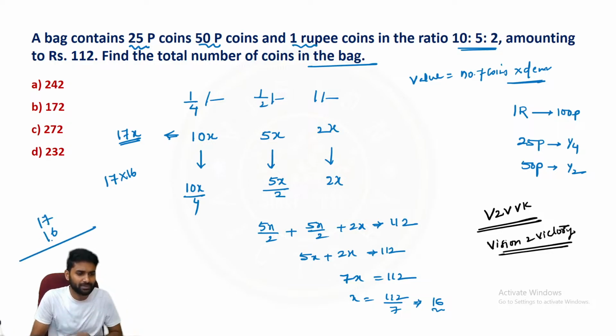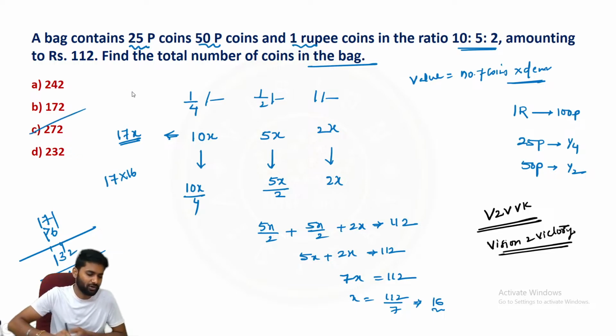You already know two-digit multiplication, be faster in that calculation. So 1 and 1, cross multiply them: 6 plus 7 is equal to 13. 1 carry over. 7 sixes are 42, 4 is carried over. See here, the answer is 272. Total number of coins is 272.